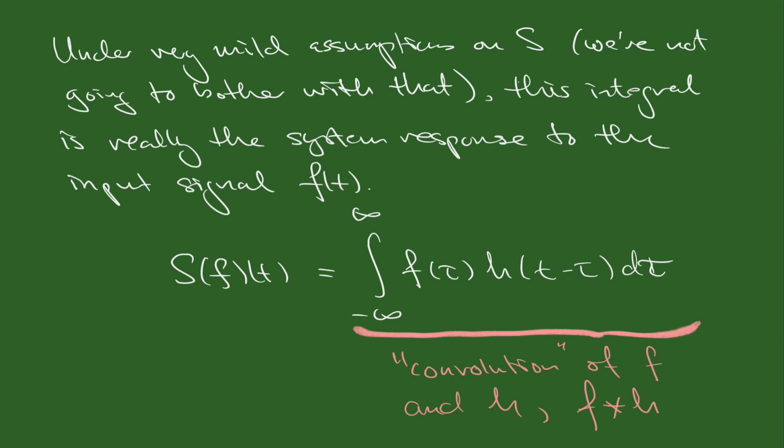And this kind of integral is called the convolution of f and h, and sometimes written by an asterisk or a star, f star h. And convolutions have many other applications as well. You will meet convolutions in several disguises during this course, and also during other courses you will take during this program.